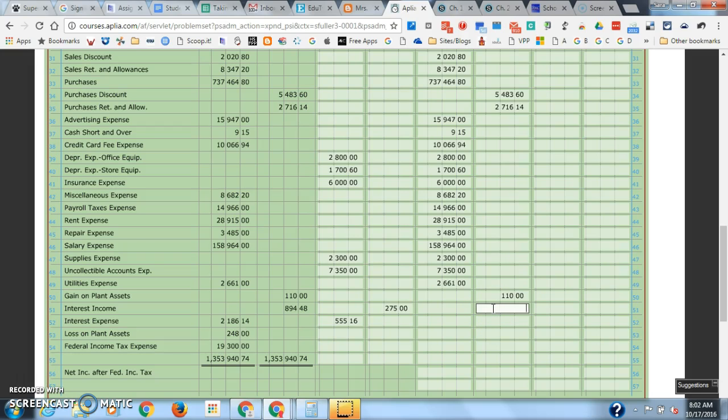Interest is a debit, and we will add those to get $1,169.48 in our credit. Interest expense, we will add those two for the debit, $2,741.30. Loss on plant assets is a debit, $248. And federal income tax, we did not know yet, so we will leave that. Okay, this is the end of part 1, and you'll need to go and watch part 2.